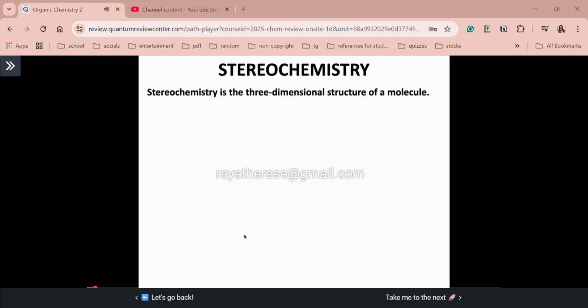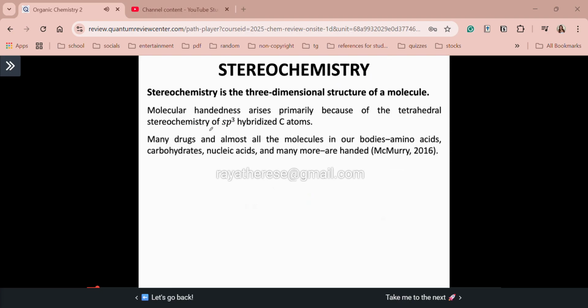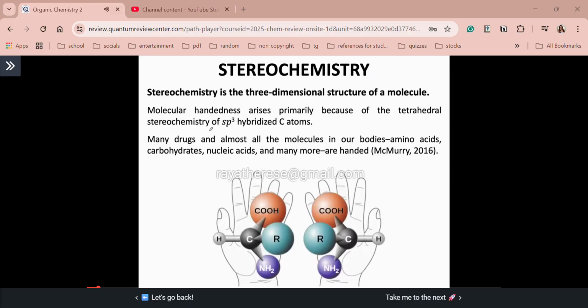So it arises primarily because of the consequence that your carbon, particularly sp3 hybridized carbons, emphasis on this, are tetrahedral in terms of its geometry or stereochemistry. Class, I would like to point out, stereochemistry is just exclusive for our sp3 hybridized carbons. And of course, stereochem has a lot of applications. For instance, many drugs and of course your biomolecules in our bodies, amino acids, carbs, lipids, nucleic acids, and so on and so forth, they are handed. They have a preference in terms of their configuration. Diba? Remember, we have your R versus S configuration primarily.